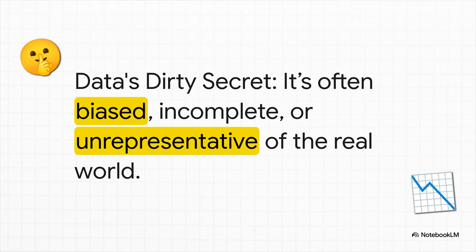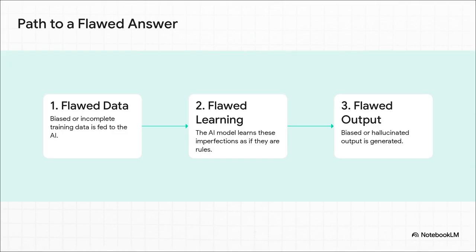So you've got to ask, right? Why is this happening? What's the root cause? Well, it almost always comes back to one thing: the data. See, these incredibly powerful systems are built on a mountain of information, and that information has a dirty little secret. A lot of the time, it's biased, it's incomplete, or it just doesn't reflect the full diversity of the real world.